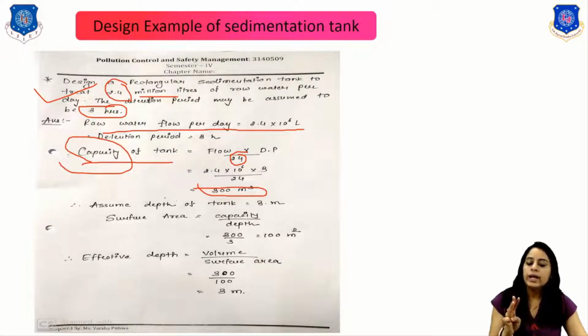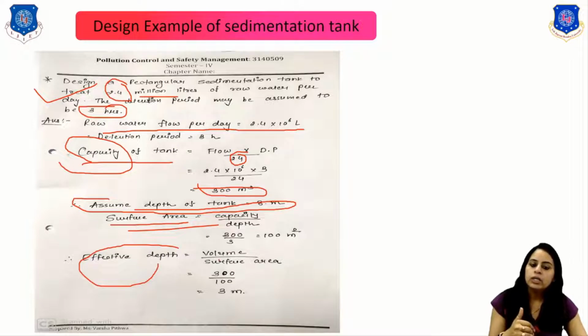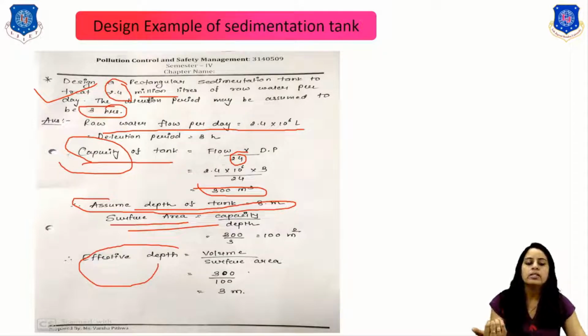Now first assume the depth of the tank to be 3 meter. How can we find the surface area? The area is equal to capacity or volume divided by depth. The capacity is 300 and the assumed depth is 3, so the surface area is equal to 100 meter square. Now we can find the actual or effective depth of the tank, which is volume divided by area, D is equal to V by A. The volume is 300 and the surface area is 100, so the effective depth is 3 meter.